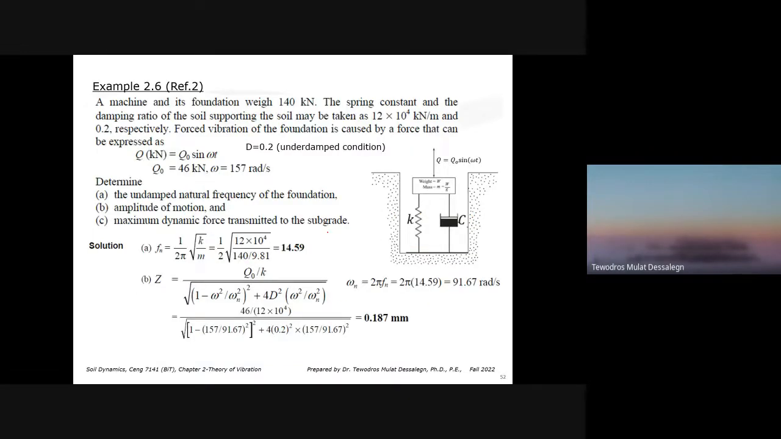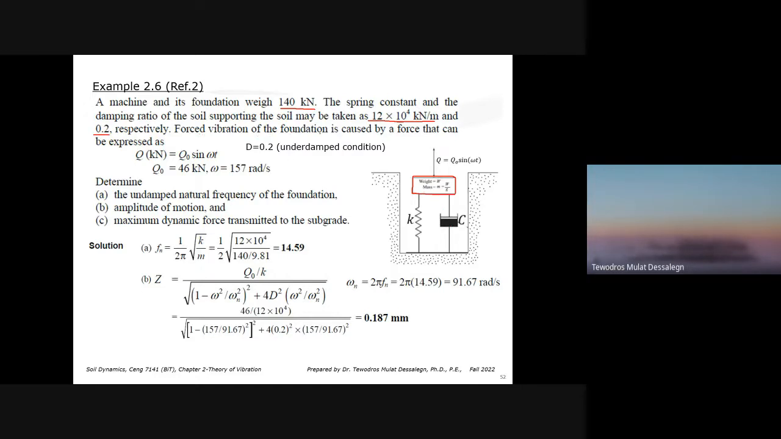Let's see an example. This is an example taken from a reference. A machine and its foundation weigh 140 kilonewton. That's the weight of the block, the machine foundation plus the machine itself, 140 kilonewton. The spring constant and the damping ratio of the soil supporting it may be taken as 120,000 kilonewton per meter, and 0.2 is the damping ratio.